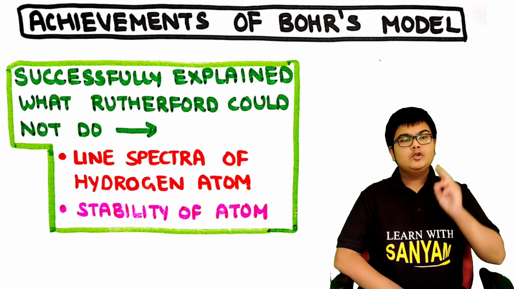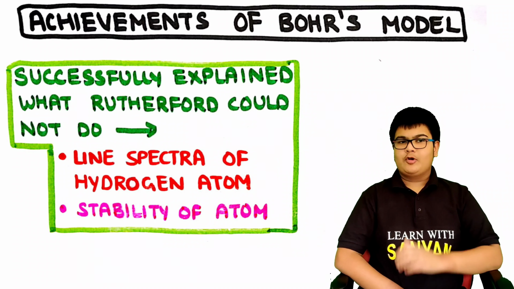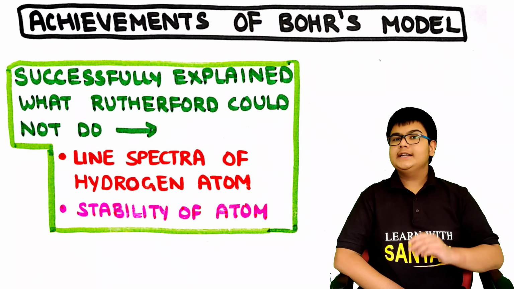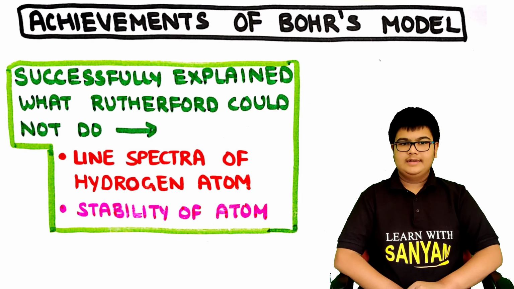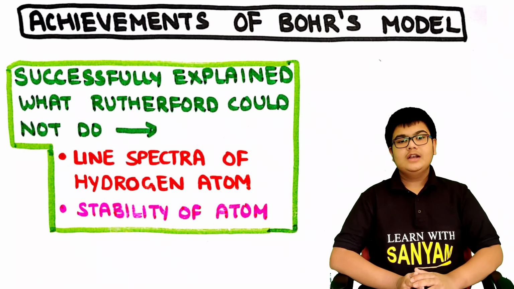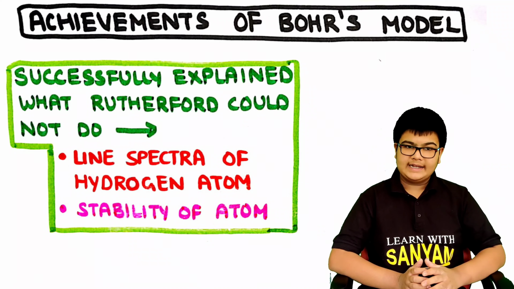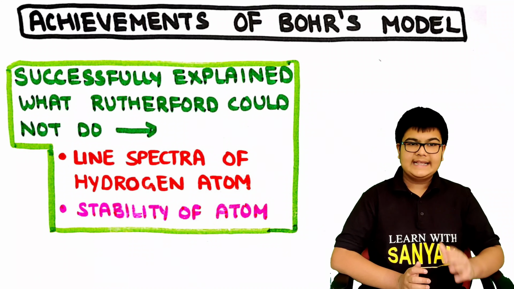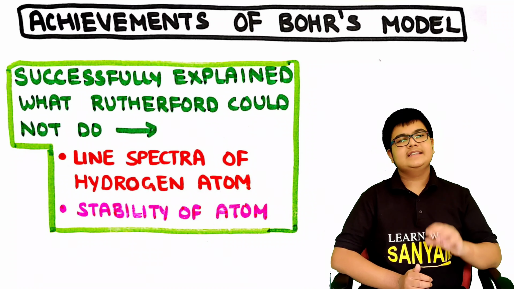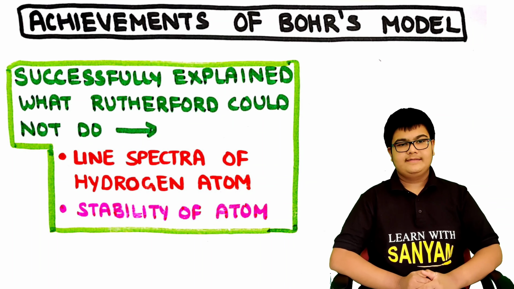So there were two major achievements of Bohr's model. First, he successfully explained what Rutherford's model could not do. As I have told you in the previous lecture, Rutherford's model could not explain the stability of atom, and also it could not explain the line spectra of hydrogen atom. All these things were successfully explained by Bohr's model.